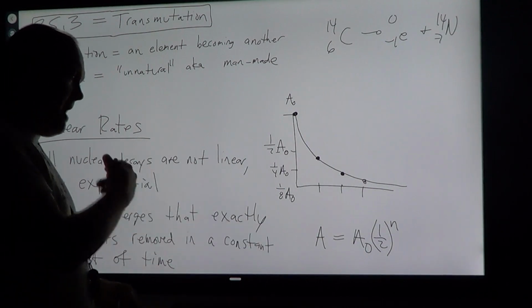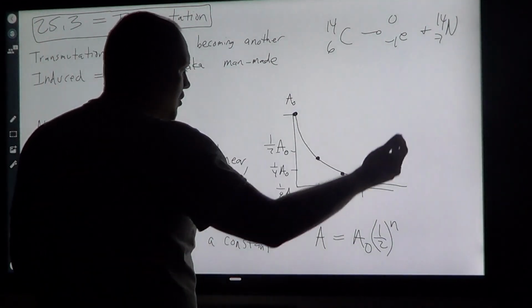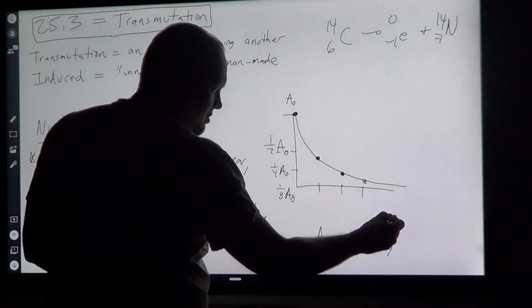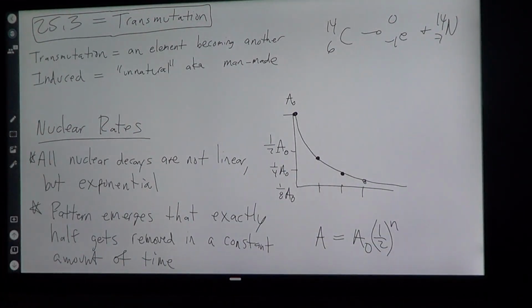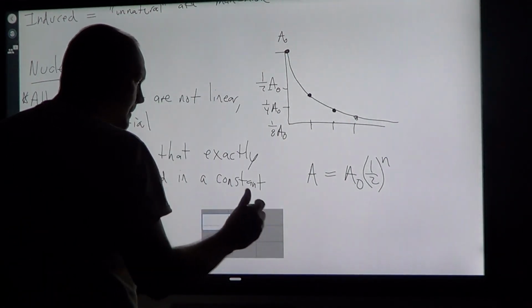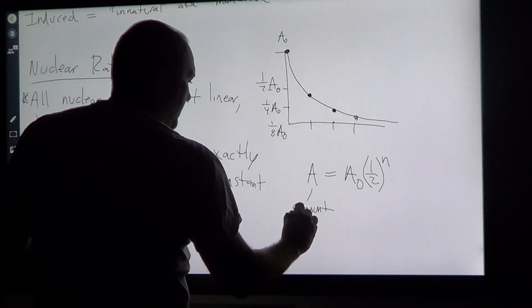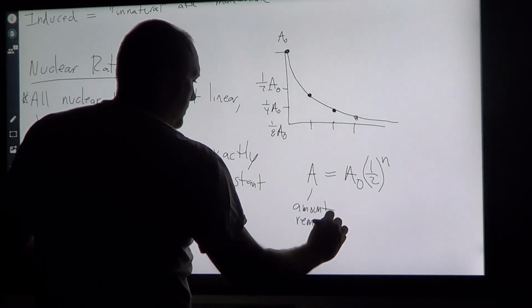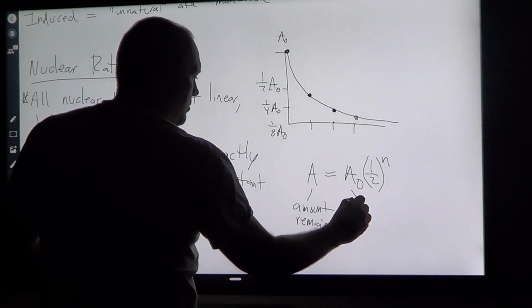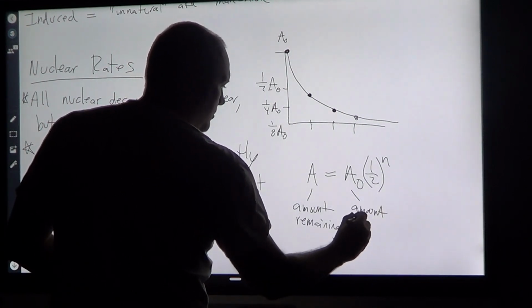And so if you remember from back when we did rates and equilibrium, anything that follows a curve like this means that you have a variable in the exponent. So it will require logs to solve some of these problems. But let me just define these terms for you. A by itself is the amount remaining. A0 is the amount at time 0, so your starting amount.